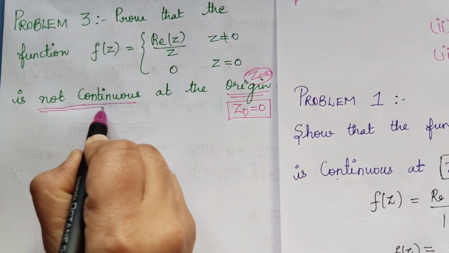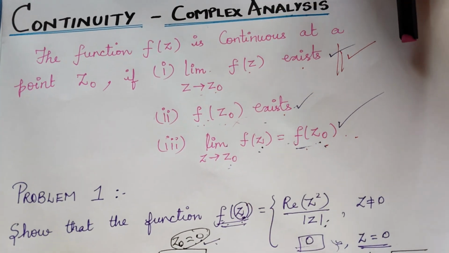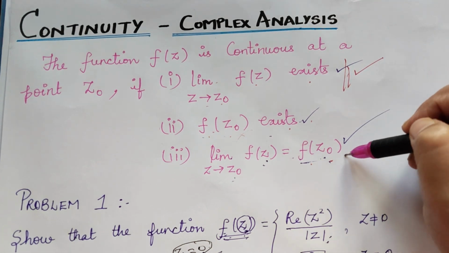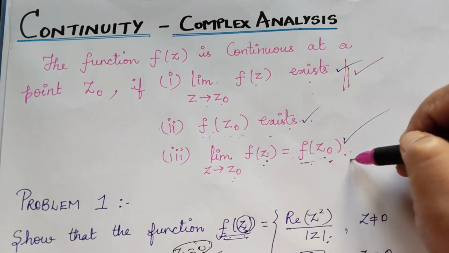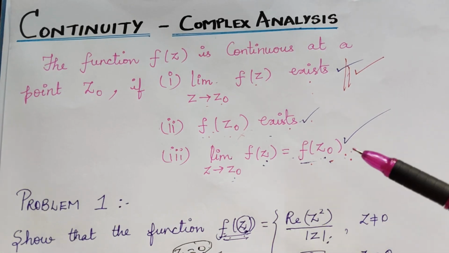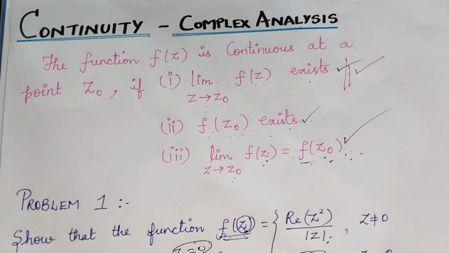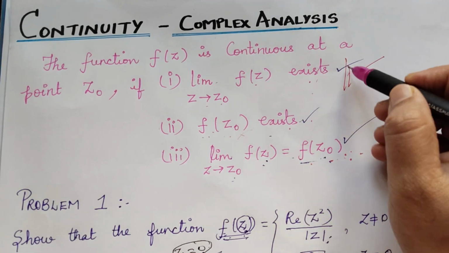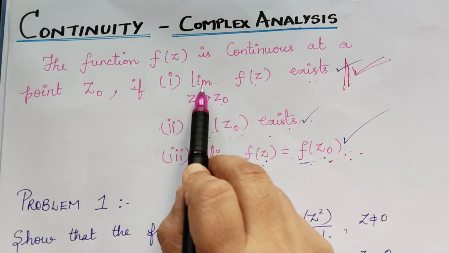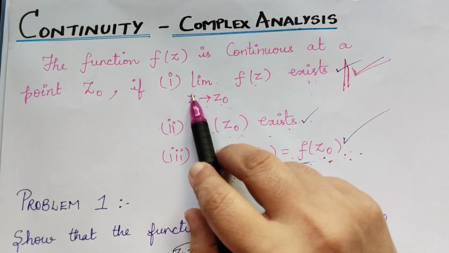In order to prove that it is not continuous, by the definition of continuity, we know that a function is said to be continuous if it satisfies all the three conditions. So all the three conditions should be satisfied. Now in order to prove that it is not continuous, it is enough to prove that any one of the conditions is not satisfied. The first condition is that the limit of the function f of z exists. So let us see whether the first condition is satisfied or not.